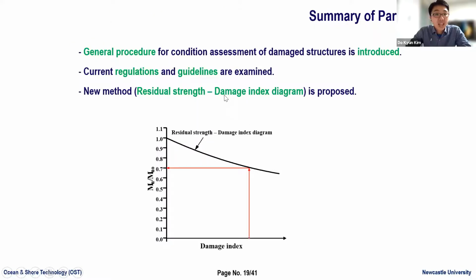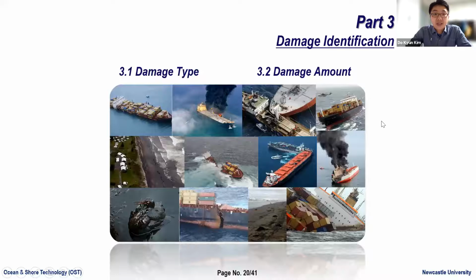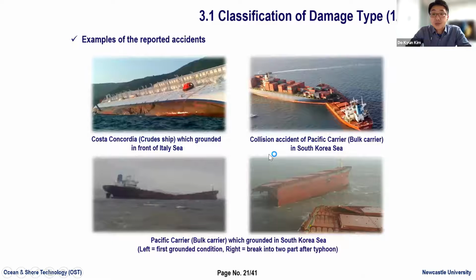So you can see here, we discussed the general procedure as well as the current regulations and guidelines examined, and the new method has been introduced. It's like the residual strength and the damage index diagram. So for damage identification, there are so many different types of damage, but in this study, we want to discuss the grounding cases.